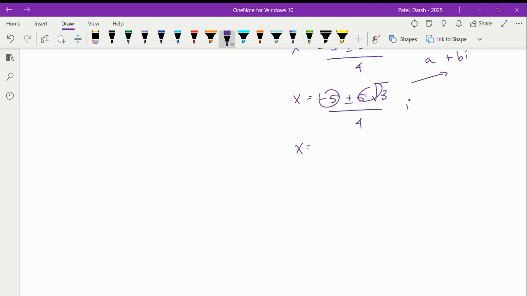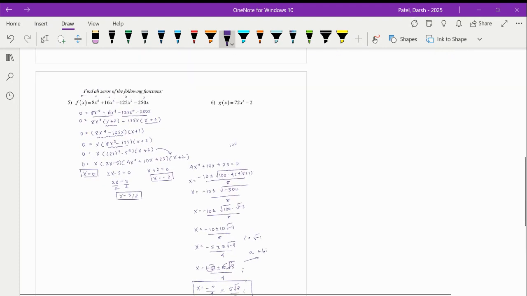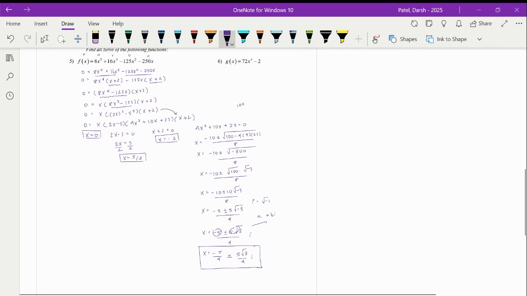So our final answer would be negative 5 over 4 plus minus 5 radical 3 over 4 i. And this is going to be our fourth and fifth solutions to our fifth degree function. And yeah, hope you guys figured out how to solve this function. Thank you.